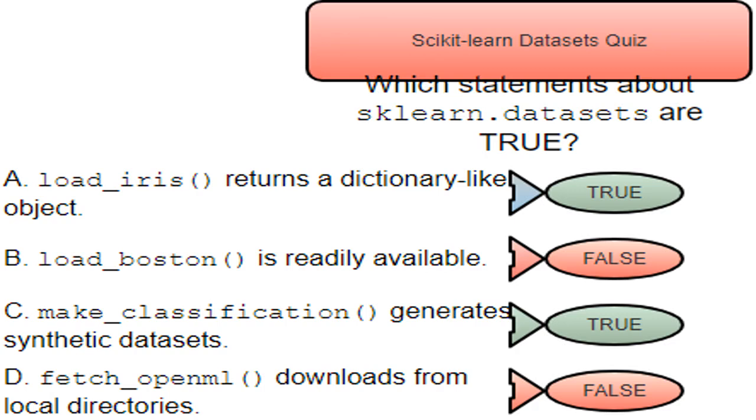I'm told that make_classification can create fake datasets. This is totally correct. I can use it to make my own custom datasets for testing or experiments. I can set many different things about the data that it generates.